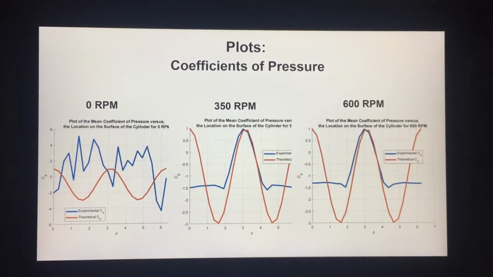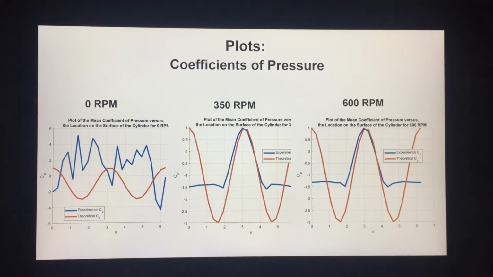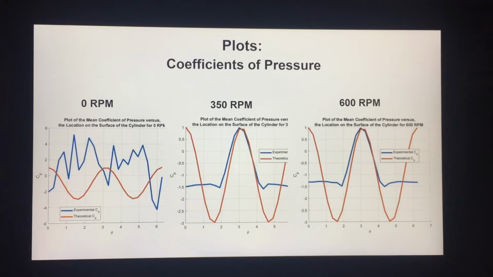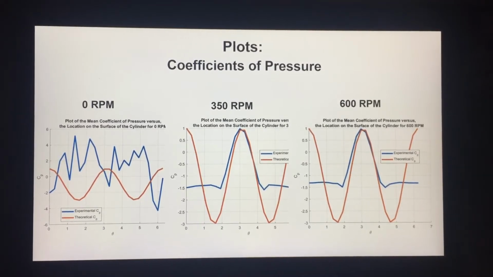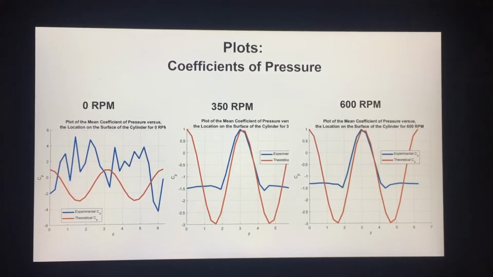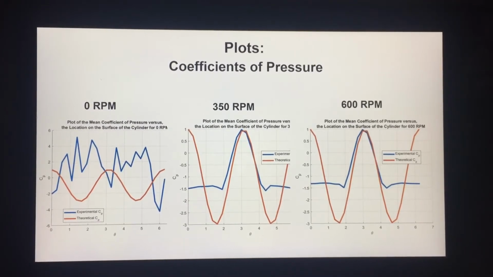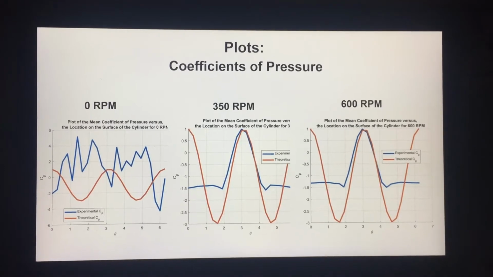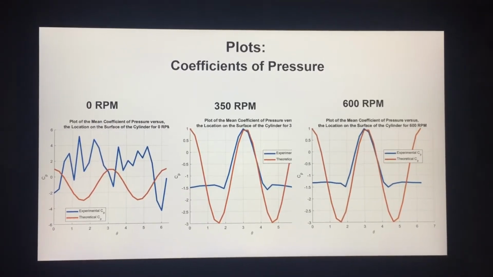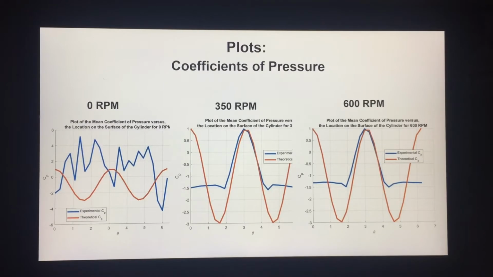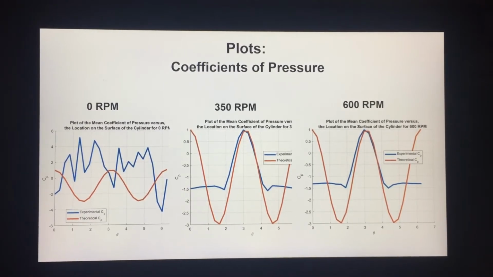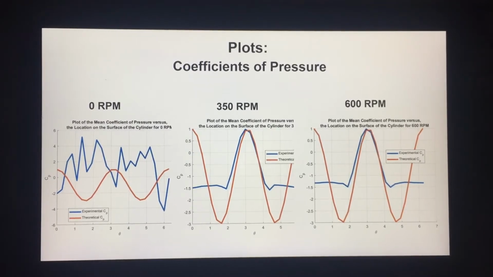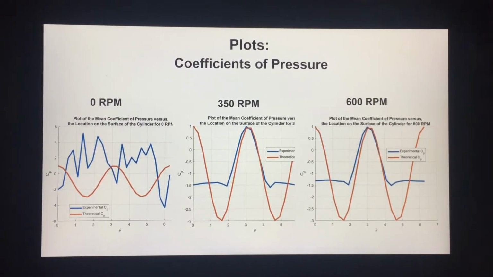You can see that the experimental coefficient of pressure matches closely the theoretical for a certain region of the cylinder. That region is from 115 degrees below the leading edge stagnation point to 115 degrees above the leading edge stagnation point. The point where it deviates is where the flow separates from the surface of the cylinder, which is an important characteristic which can be changed by roughening the surface, which we'll get to later on.